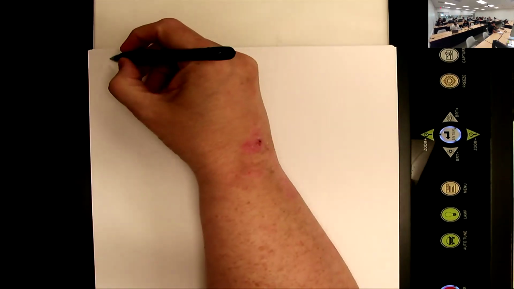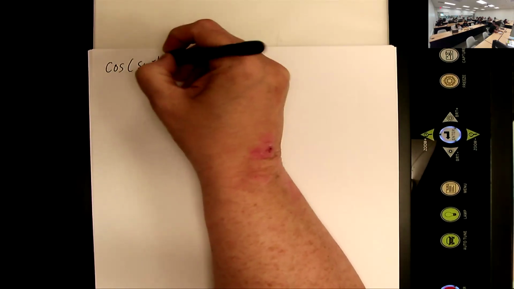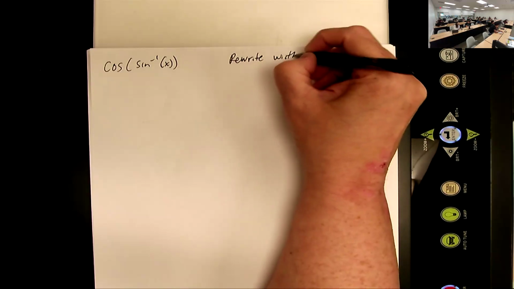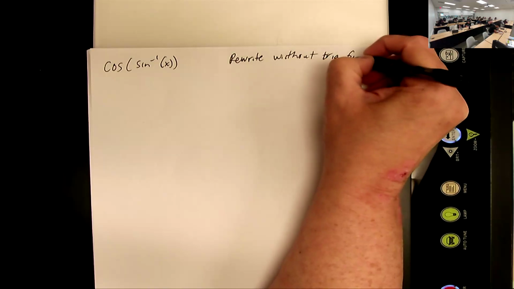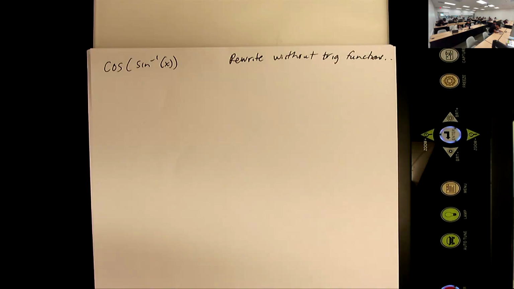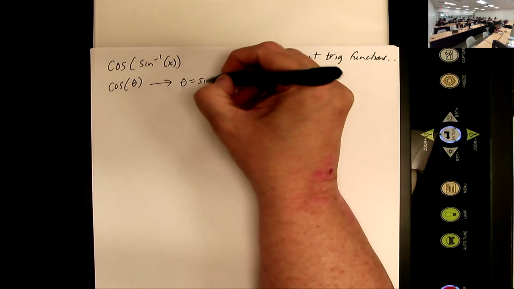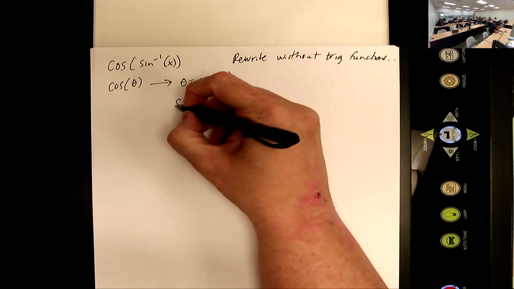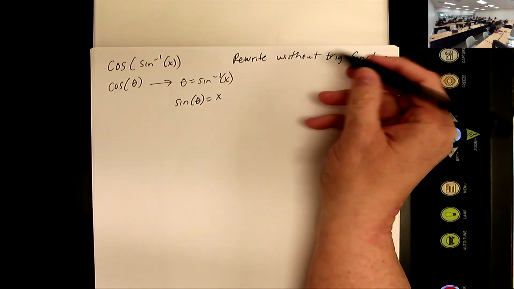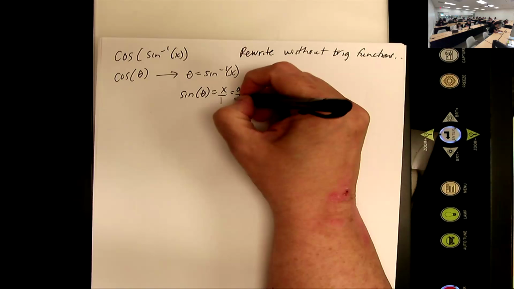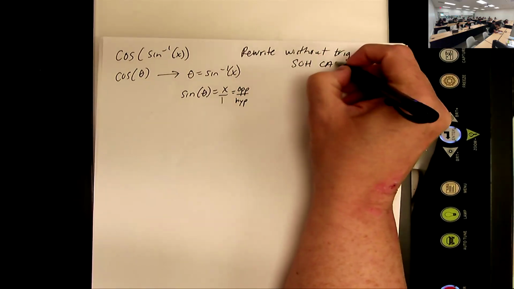All right, so a little bit more going on for trig functions. When we see them mixed together, like let's rewrite cosine of sine inverse of x without trig functions. So this is like saying cosine of theta, where theta equals sine inverse x. And so sine of theta equals x, or x over 1. Sine is opposite over hypotenuse. You've got a good old SOH CAH TOA going on.